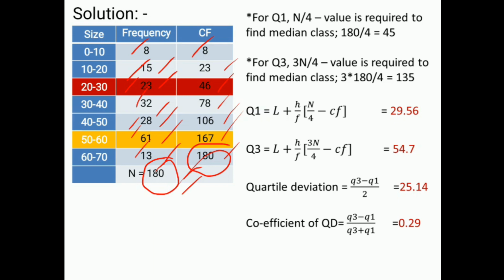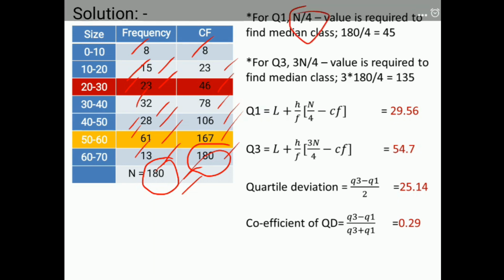The next step is to find quartile 1. In order to find the quartile deviation, we need to find two quartiles, the third quartile and the first quartile. The difference between them, and the average, we call it the quartile deviation. So what is quartile 1? In order to find quartile 1, first we need to find the quartile class.